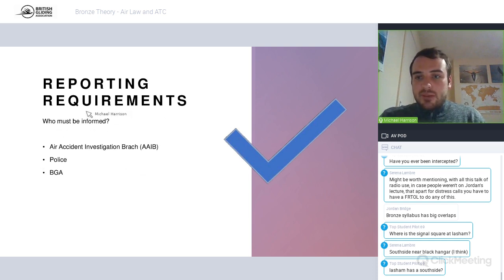If the AIB have to be informed, then the BGA no longer accept a month. They now want to be informed within 24 hours. The police only have to be informed if it was an accident, not if it was an incident or a serious incident.